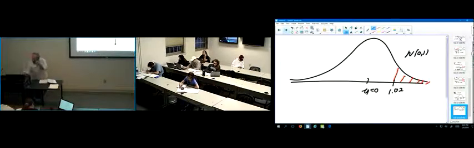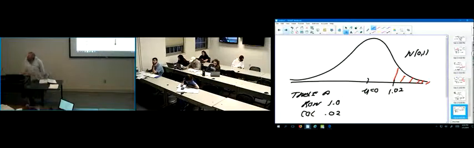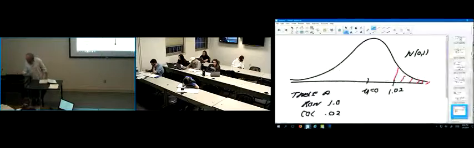So where am I going? I'm going to table A. I'm going to the row 1.0, column 0.02. I go to the 1.0 row, and make sure you're looking in the right spot. It's not the 0.1 row, it's the 1.0 row, 0.02. I see 0.8461. If anybody else sees anything different, let me know.